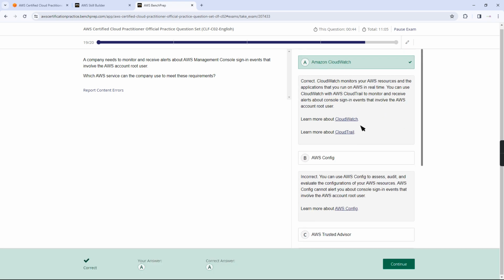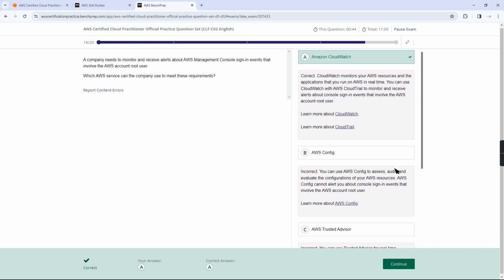Yes, this is correct. CloudWatch monitors AWS resources and applications in real time. You can use CloudWatch with CloudTrail to monitor and receive alerts. See, ideally they must have provided AWS CloudTrail as an answer option there. It's a tricky question. It's a combination of CloudWatch and CloudTrail. By doing so, we can monitor and receive alerts for the AWS root account user using CloudWatch and CloudTrail.